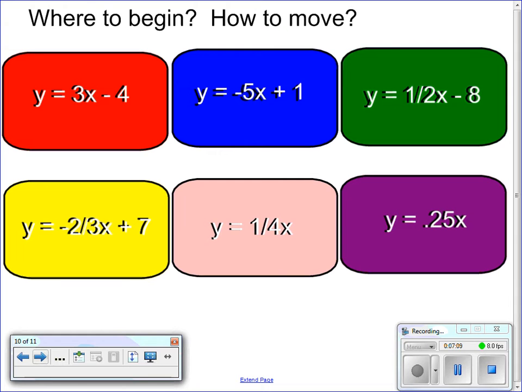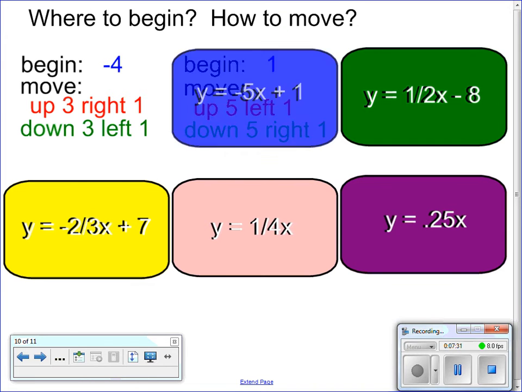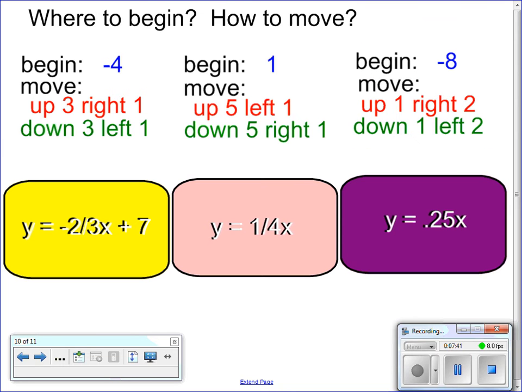So, from these equations, can we figure out where we begin and how to move? In this first one, it's y equals 3x minus 4. That means we begin at -4, and we move up 3, right 1, or down 3, left 1. In the next one, we begin at 1, and we move up 5, left 1, or down 5, right 1. In this next one, we begin at -8, and move up 1, right 2, or down 1, left 2.